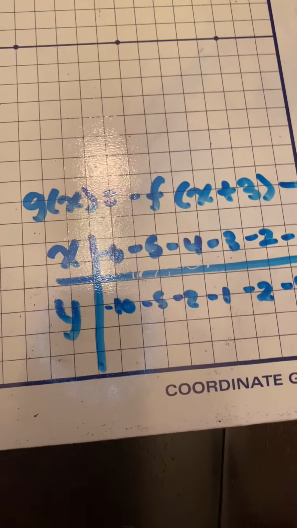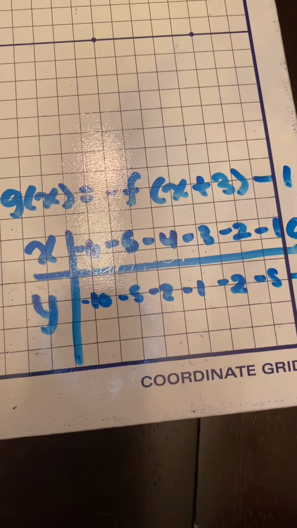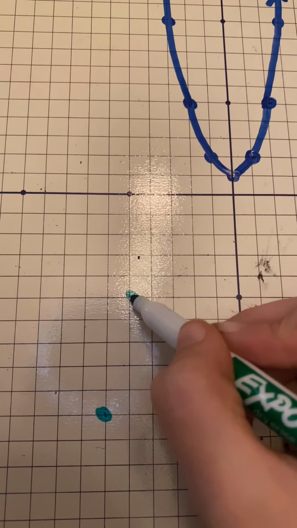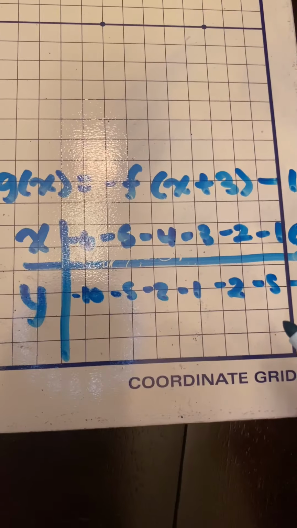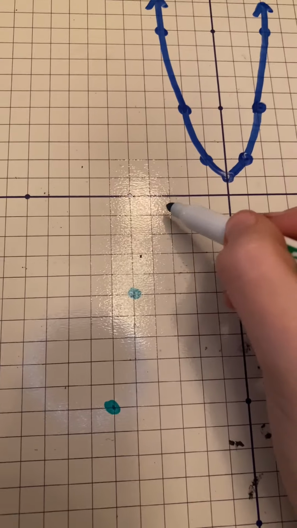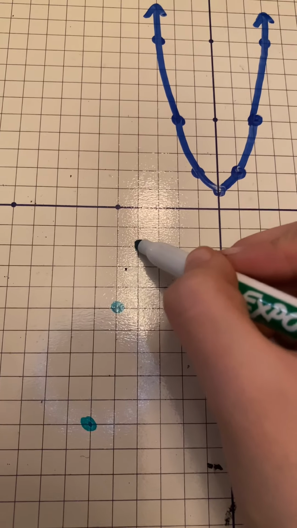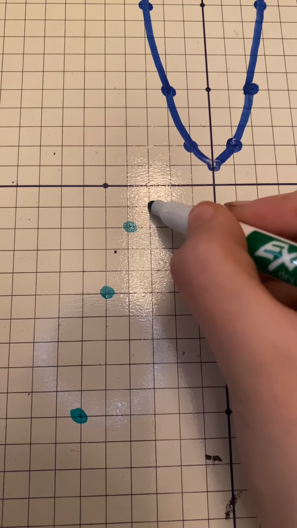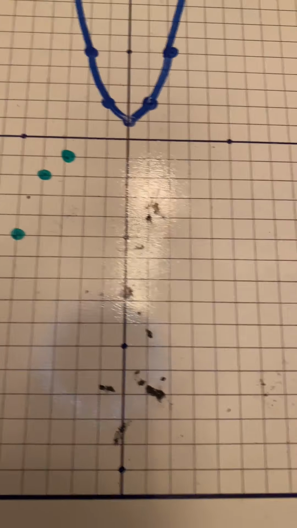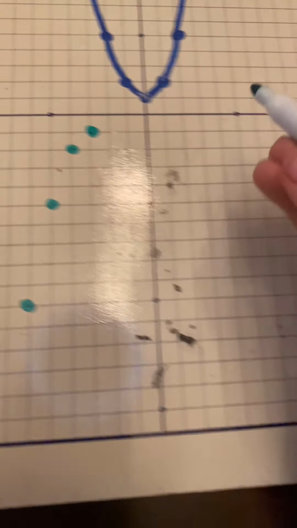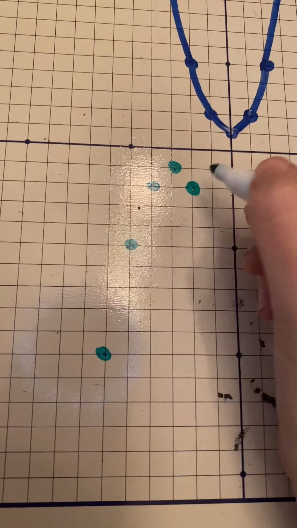Then we do -5 is x, your y is also -5. So -5, -5. Then when x is -4, y is -2. So -4, -2. Then when -3 is your x, your y is 1. And then when -2 is your x, your y is also -2. So -2, -2.